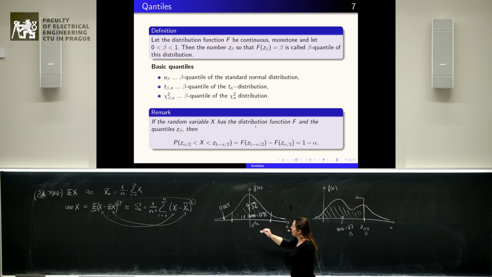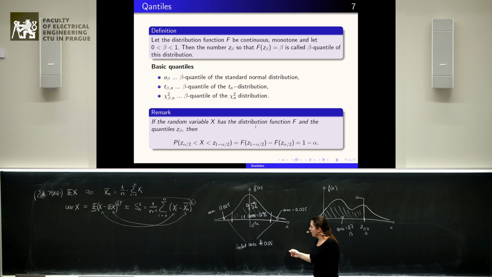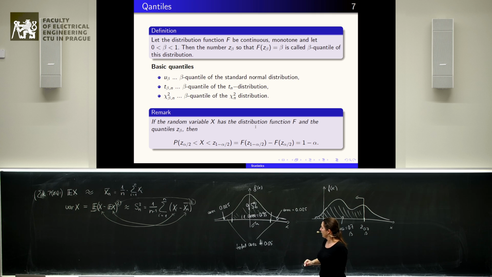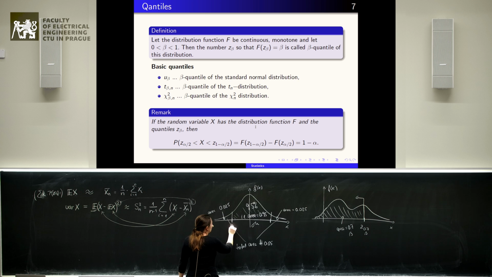must have the area 0.025 and the other tail must have the area equal to 0.025 in order for these two areas together to be equal to 0.05, and it means that outside these two areas, in the middle between these two boundaries, we have the area 0.95. Okay, so when we know that this area should be equal to 0.025, it means that here we have the quantile with the index 0.025.